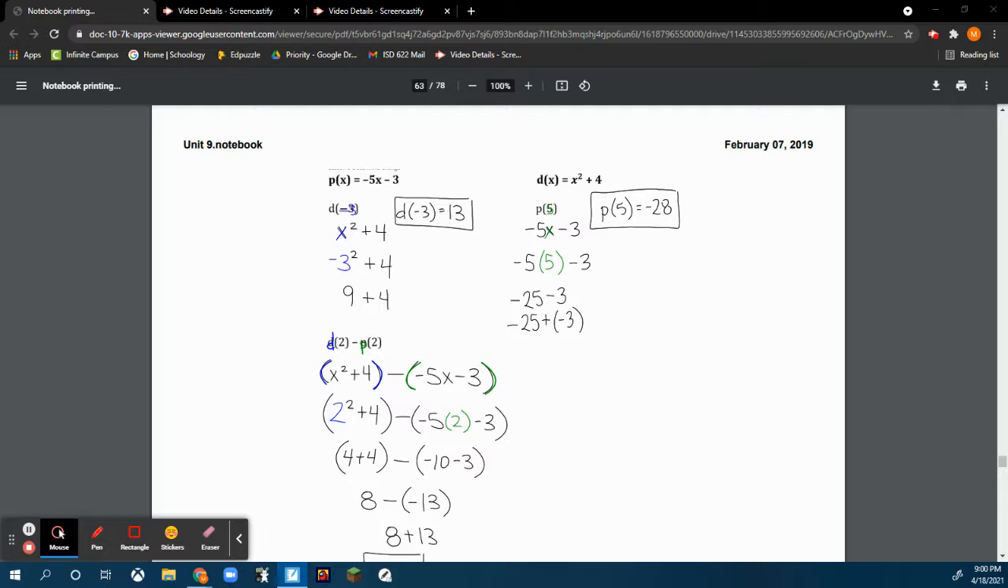If D is 5, what do we get? Well, we're going to get 5 squared, put that in parentheses, plus 4. 5 times 5 is 25 plus 4. 25 plus 4 is 29. D of 5 equals 29. That's all it is, 29.